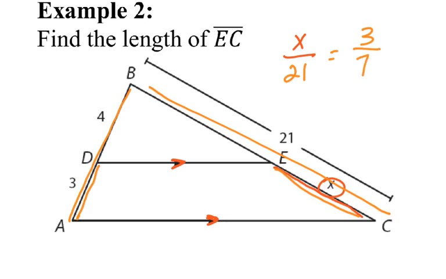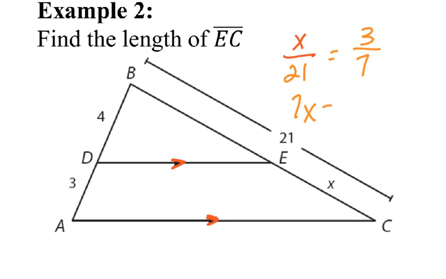Make sure that when you do your proportions, you're setting up equal corresponding pieces. We can solve this again by using cross products. So I'm going to have 7x is equal to 63, and so x is equal to 9. So this is 9, and then that would make this side equal to 12. So 9 to 12 reduces to 3 to 4, and so our proportion works.